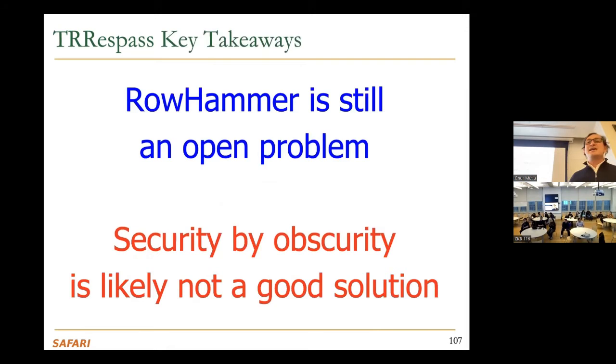Okay. So essentially, TRRespass showed that RowHammer is still an open problem, and security by obscurity is likely not a good solution. I still believe that, actually. I think we should be much more open in how we secure our systems, because as I said earlier, this is going to be our critical infrastructure. And if we trust someone to say, oh, this is secure, that's probably not going to work, because under what conditions it is secure becomes a quick question, right?